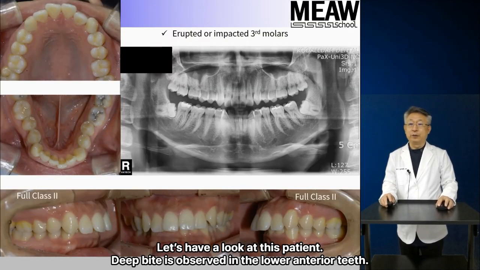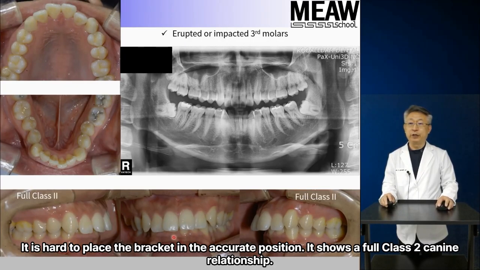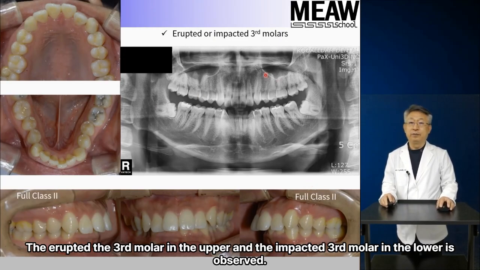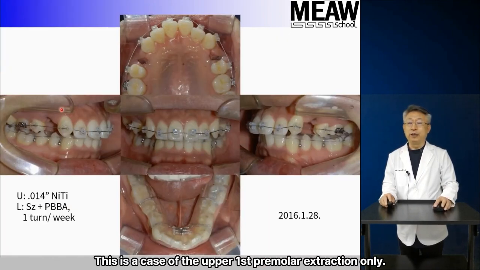Let's have a look at this patient. Deep bite is observed in the lower anterior teeth. It is hard to place the bracket in the accurate position. It shows a full class 2 canine relationship. The erupted third molar in the upper and the impacted third molar in the lower is observed. This is a case of the upper first premolar extraction only.